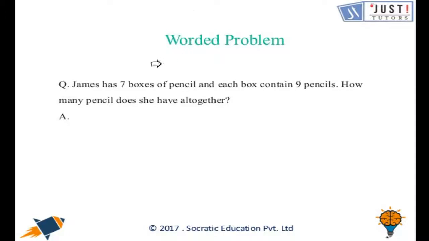Now let us try one word problem based on multiplication. Let's read it out. James has 7 boxes of pencils and each box contains 9 pencils. How many pencils does she have altogether? Here we need to find the total number of pencils. So what we can do is multiply 7 times 9, and we get 63. That means overall she has 63 pencils.